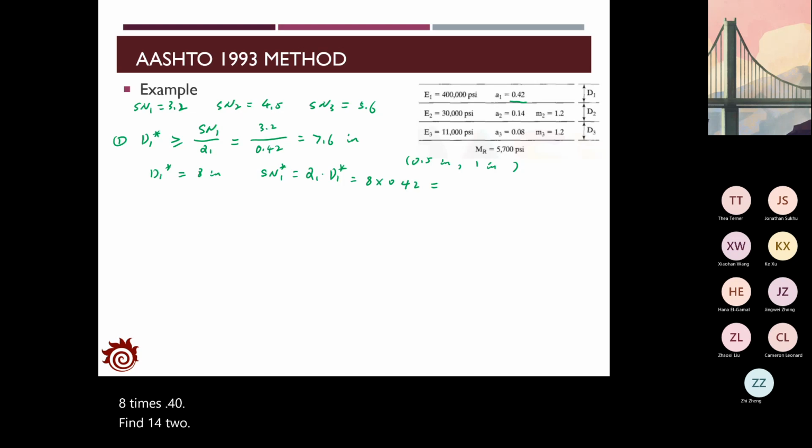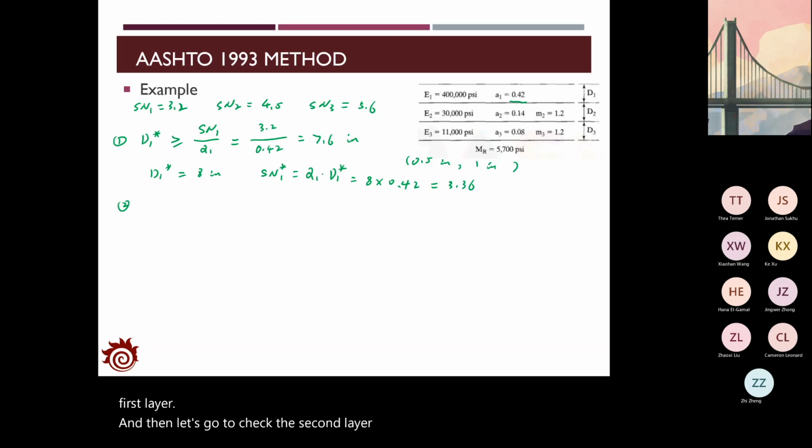Let me quickly check the result. 8 times 0.42 would be 3.36. So SN1 star is 3.36. That's the first layer, how you find the thickness of the first layer. And then let's go check the second layer.